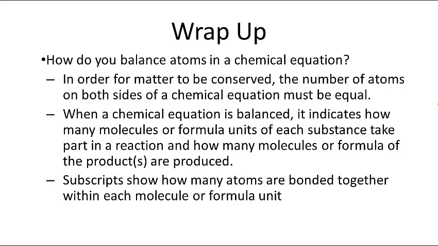All right, how do you balance atoms in a chemical equation? The number of atoms on both sides must be equal. When an equation is balanced, it tells you how many molecules or formula units of each substance take part in a reaction, and how many would be produced. Remember, molecules are covalent, and formula units are ionic. Subscripts show how many atoms are bonded together within each molecule or formula unit. So if you change the subscripts, you're actually changing the chemical properties, and you're getting a new material, which you do not do in balancing chemical equations.